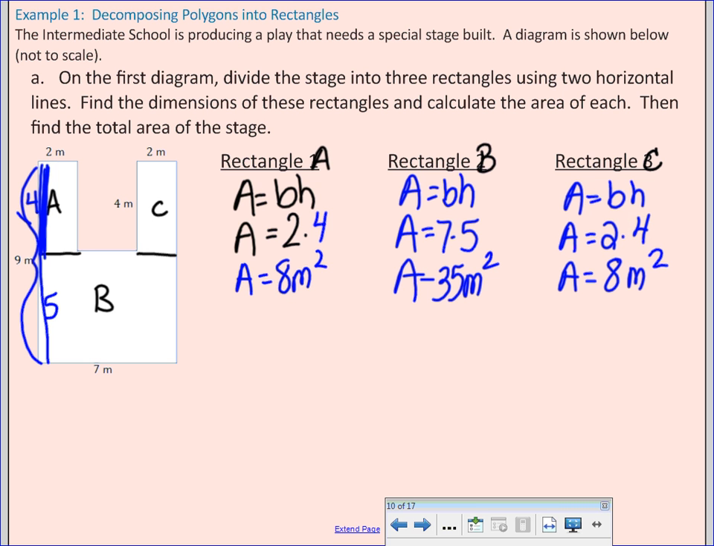Am I done? Do I know the area of the stage? Still not done? Ugh, now what? What do I have to do? Let's add our 3 areas together. So what is the total area? 51 meters squared. All right.